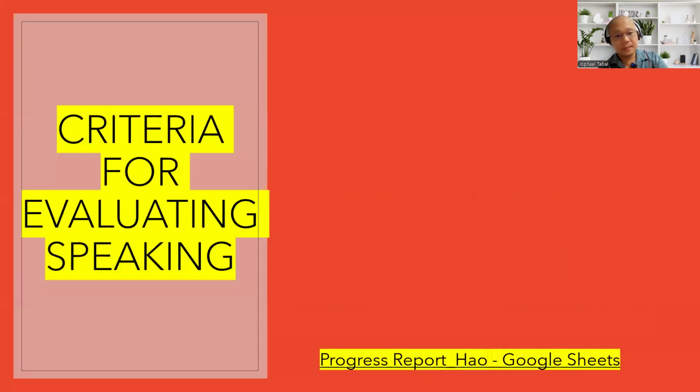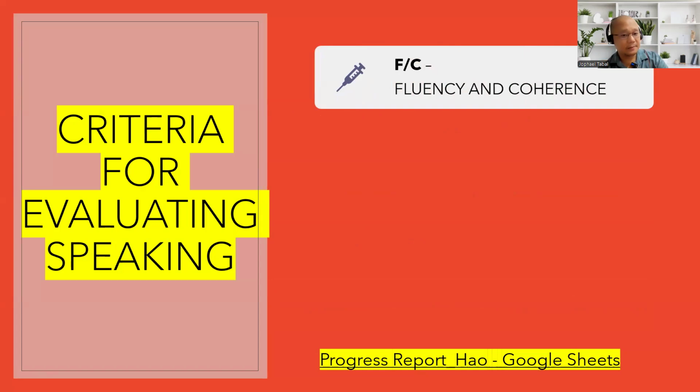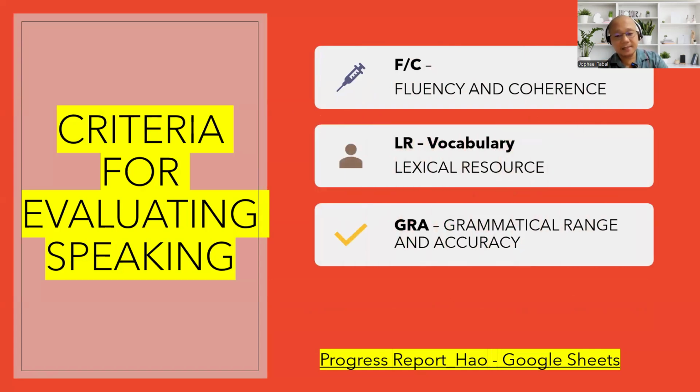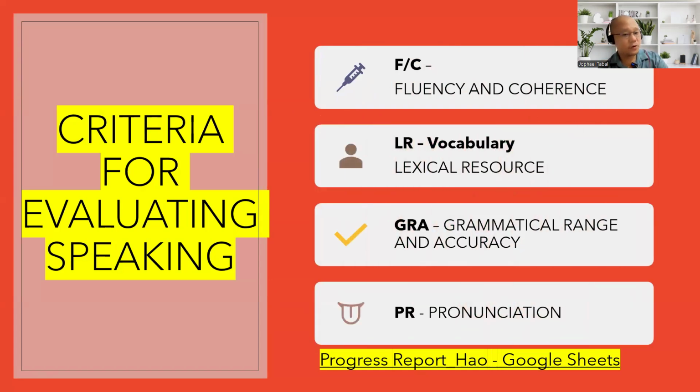Okay. Now, to understand IELTS speaking, let us understand the four criteria in which the candidate has to be awarded. We have FC, or fluency and coherence. We have LR, lexical resource, or the vocabulary. The third one, we have GRA, or grammatical range and accuracy. And the last one is pronunciation.